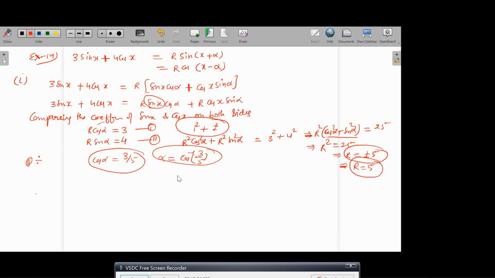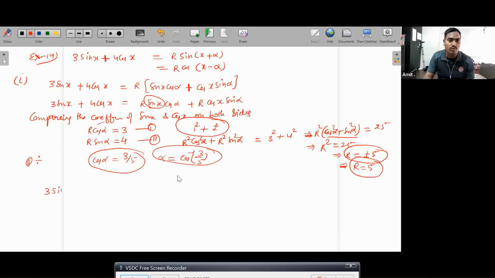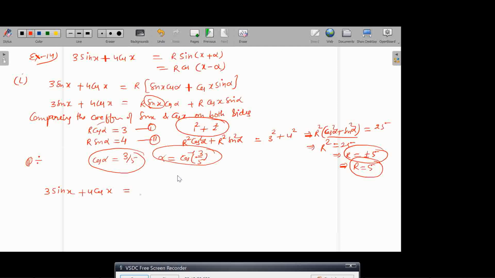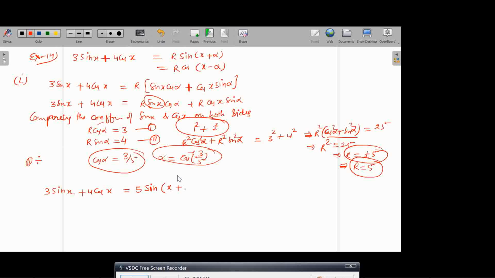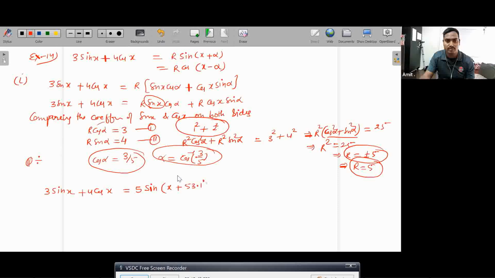So can you tell me how I can write it? 3 sin x plus 4 cos x is equal to, that's easy. I just fill in the R value and the alpha value. 5 sin(x plus alpha), which is 5 sin(x plus 53.1 degrees). So this is the simple conversion.